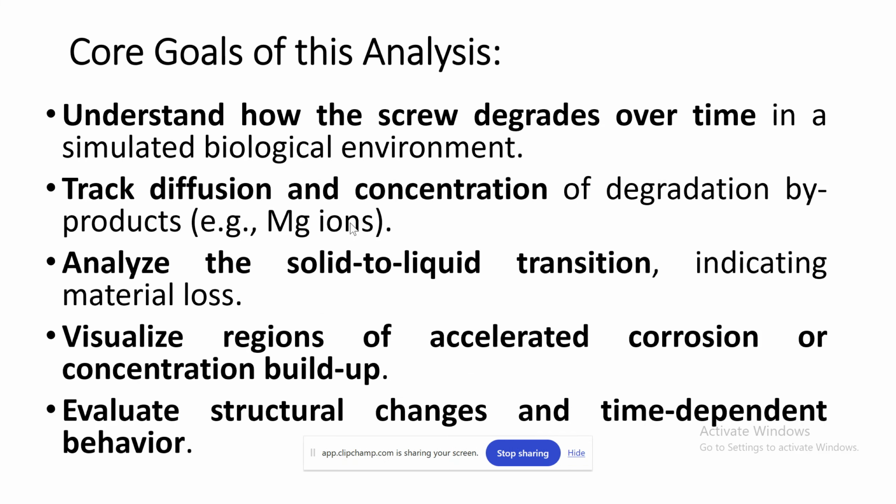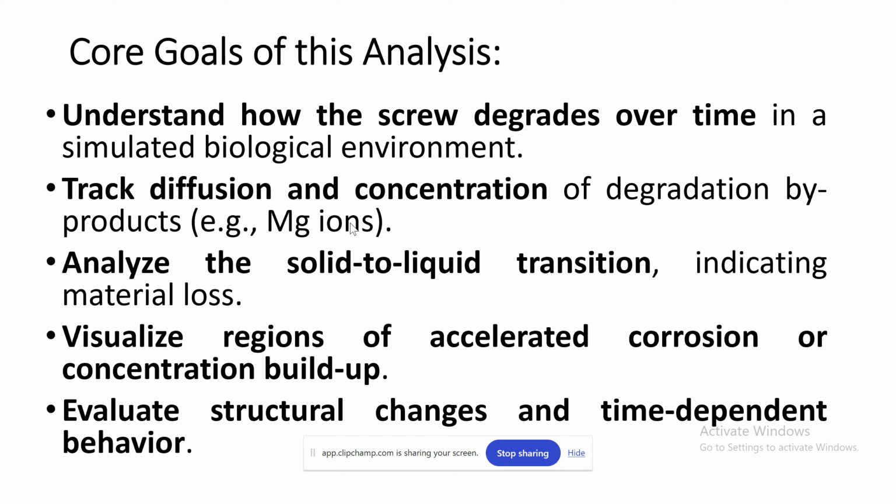In a nutshell, the goals of this analysis are to understand how the screw degrades over time in a simulated biological environment, to track the diffusion and concentration of degradation products. For example, a magnesium screw, the one we are going to use, and some phi functions. You will see the other variables that we are going to use during this analysis in the next presentation.